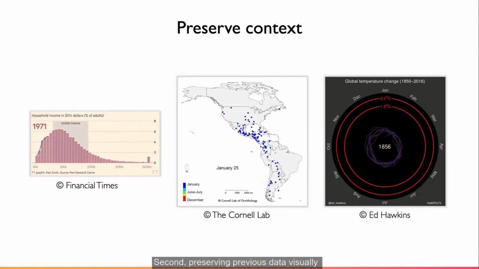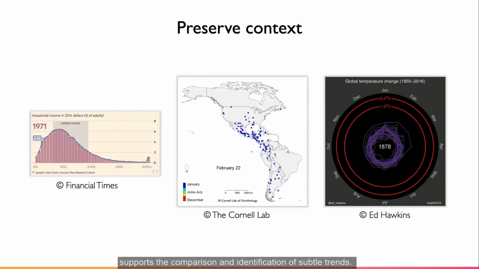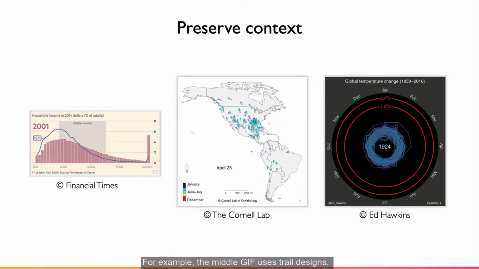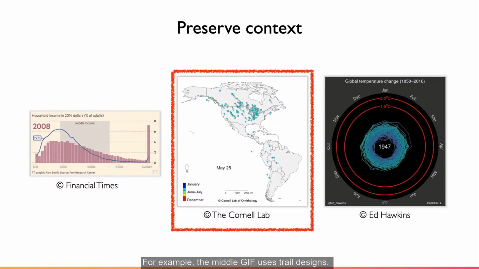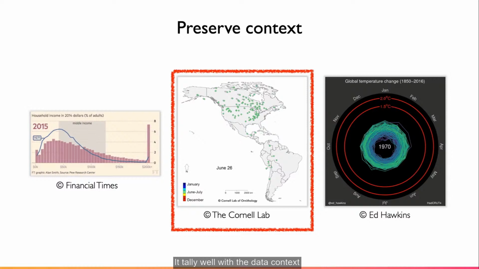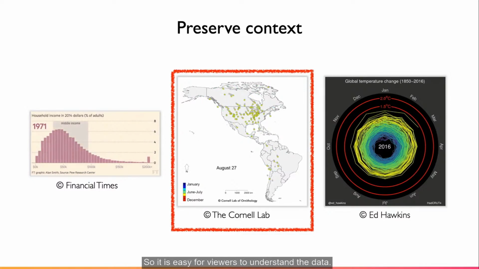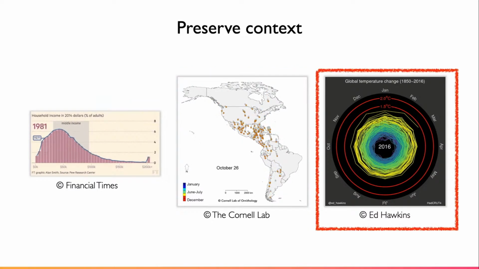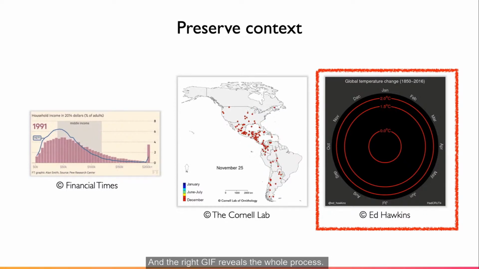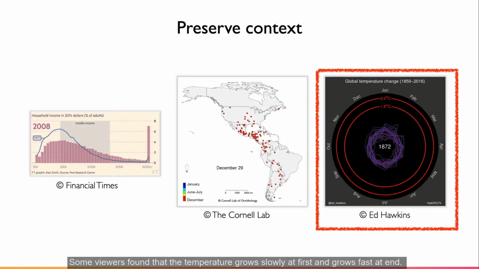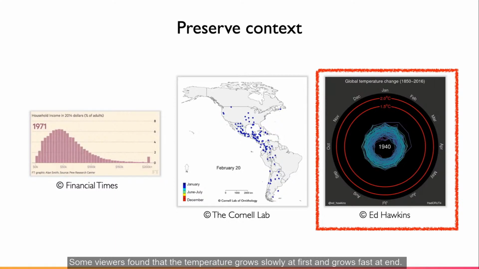Second, preserving previous data visually supports the comparison and identification of subtle trends. For example, the middle GIF uses trail designs. It tallies well with the data context, the bird migration, so it is easier for viewers to understand the data. And the right GIF reviews the whole process. Some viewers found the temperature grows slowly at first and grows fast at the end.